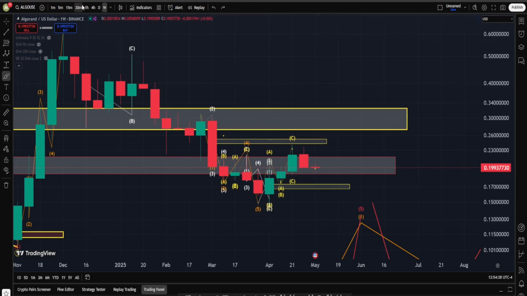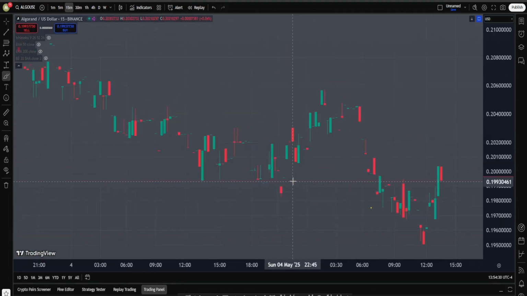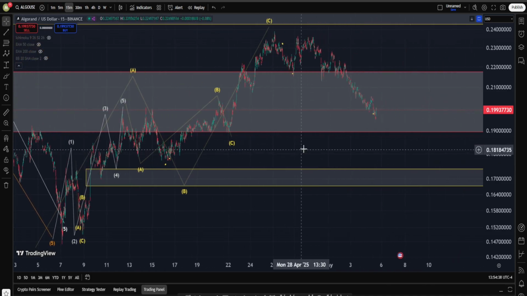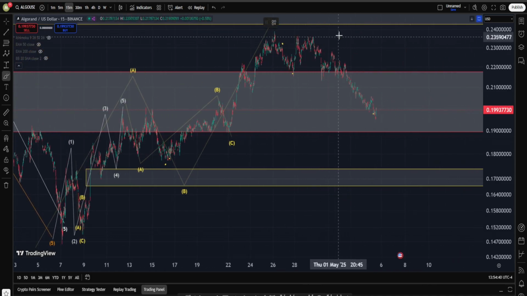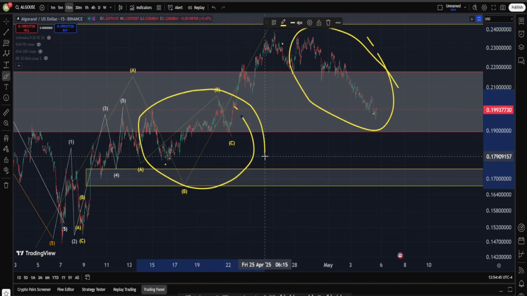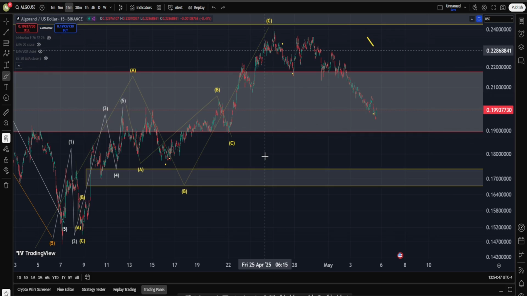So let's have a quick conclusion. In Algorand, as long as we are not taking this important low at about 17.7 cents, I think we are allowed to remain optimistic. But I do not want you to ignore the fact that now we are having overlapping of the waves between this move and also this one, and this, in my opinion, is absolutely not an optimistic sign.